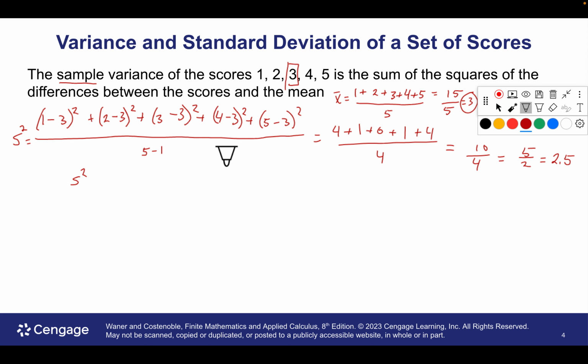What number did we get? We got s squared is 2.5. But what we want is s, so we're going to take the square root of both sides. And so s is equal to, what's the square root of 2.5? 1.58, with a lot of other repeating decimals, yeah, 1.58 to 2 decimal places.